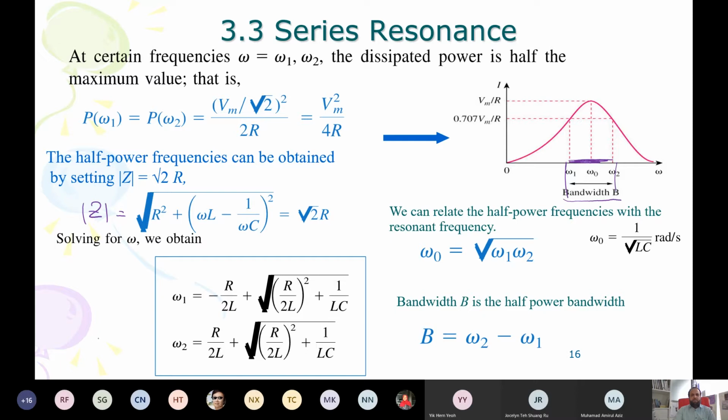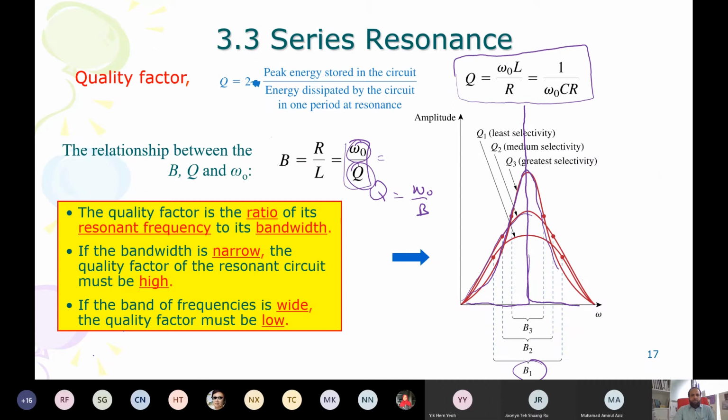We just try to find omega, and since this is a quadratic equation, we'll get two values, omega 1 and omega 2. One of them is the lower frequency, and the other one is the higher frequency, but this will be around omega naught. It's not possible to have, let's say, omega naught somewhere here and omega 1, omega 2 somewhere else. I don't think this is possible. Right. What else? Yeah. So bandwidth is omega 2 minus omega 1.